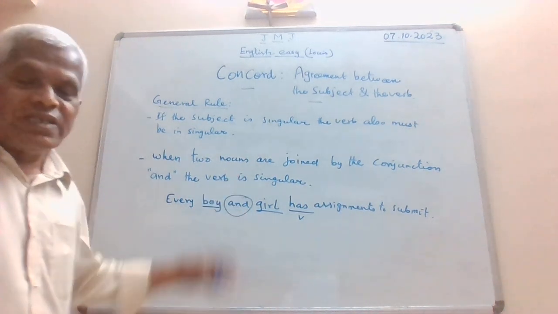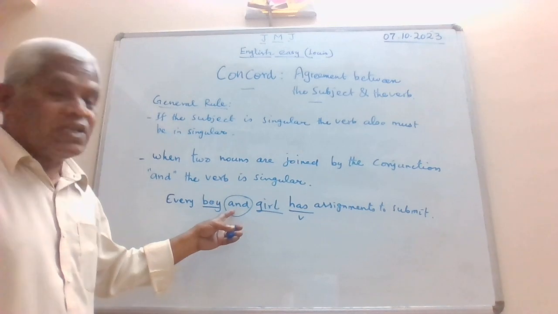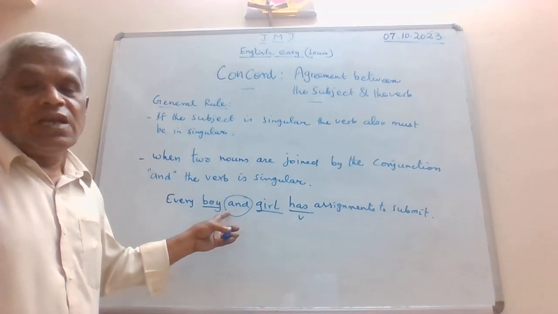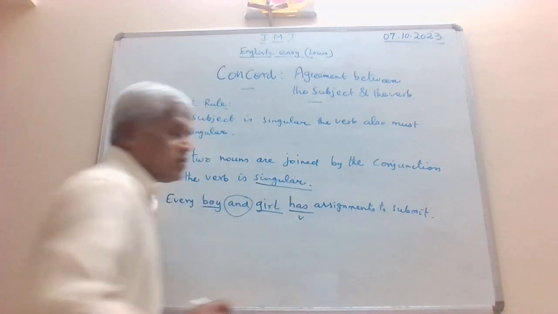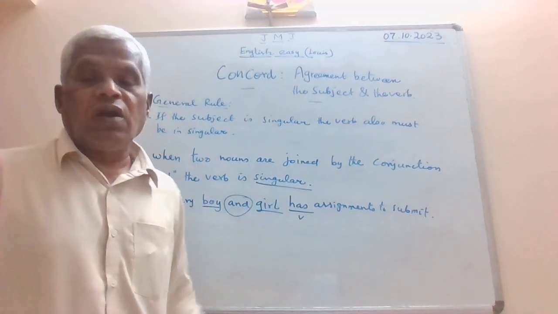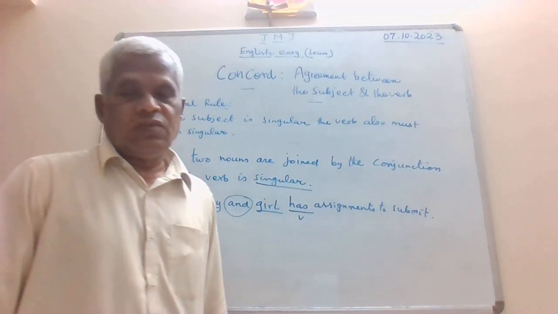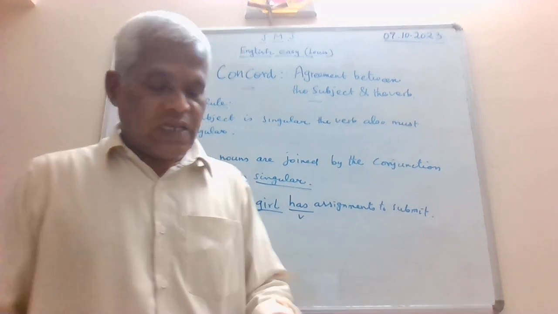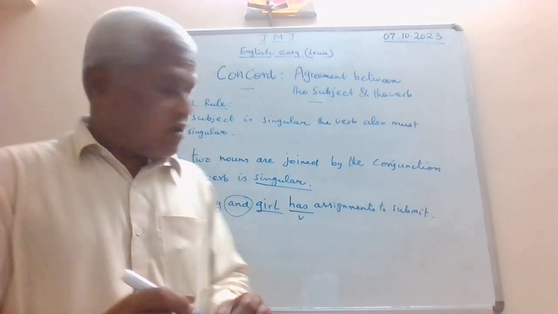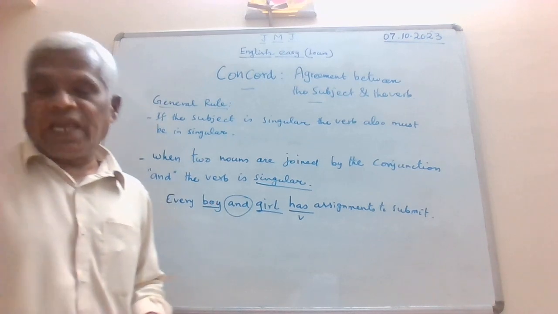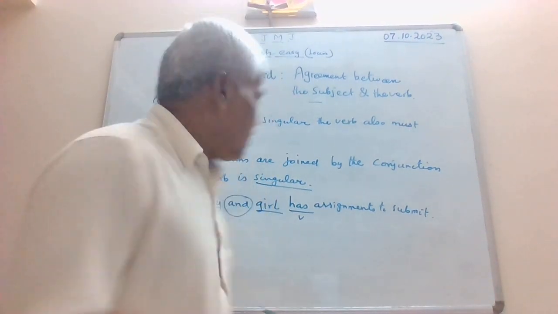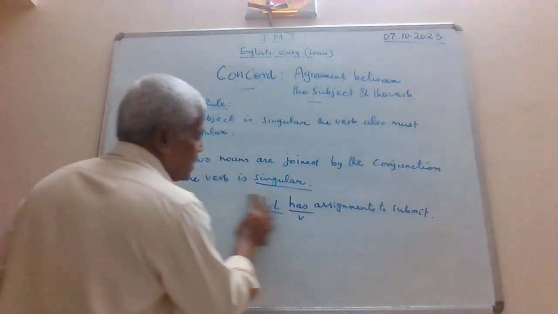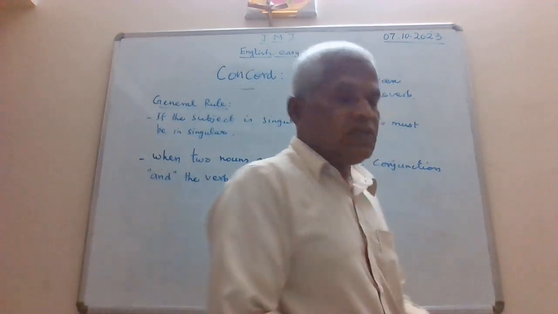So you can have so many examples. So remember the conjunction, the linking word and, and the verb has to be singular. This is what we must pay attention to. Concord means agreement between the subject and the verb. Okay, so that's the second thing. We go to the third one. What's the third one here?